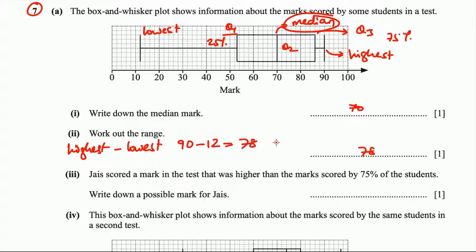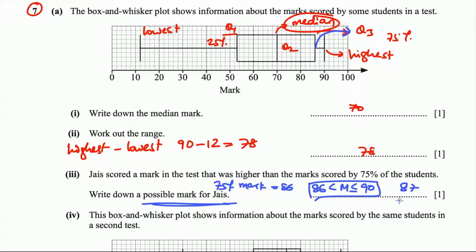Now, third bit. Jay scored a mark in the test that was higher than the mark scored by 75% of the students. So 75% of the students scored a mark and Jay scored higher than that. We can see that this is the 75% mark, which is nothing but 86. Write down a possible mark. So his mark should be greater than 86 but less than or equal to 90, but don't write this in the exam. You write some other marks like 87, 88, 89, 90.